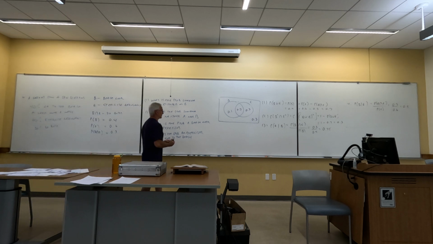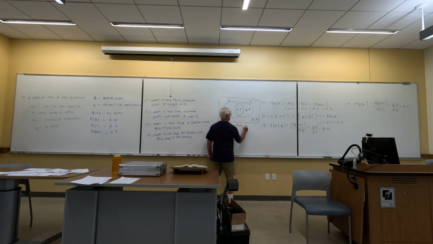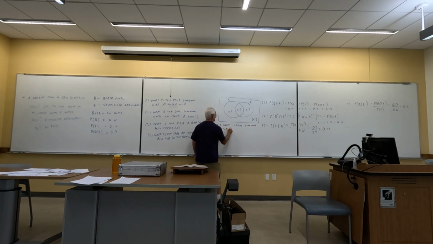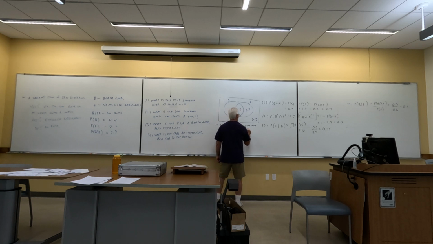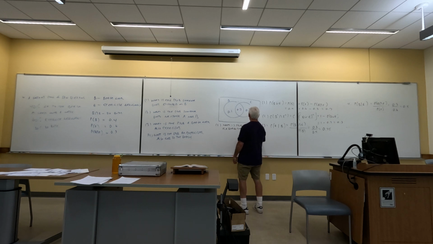Okay, so I'm going to ask you a fifth question. Question number 5. What is the probability someone is a beachgoer and don't exercise?